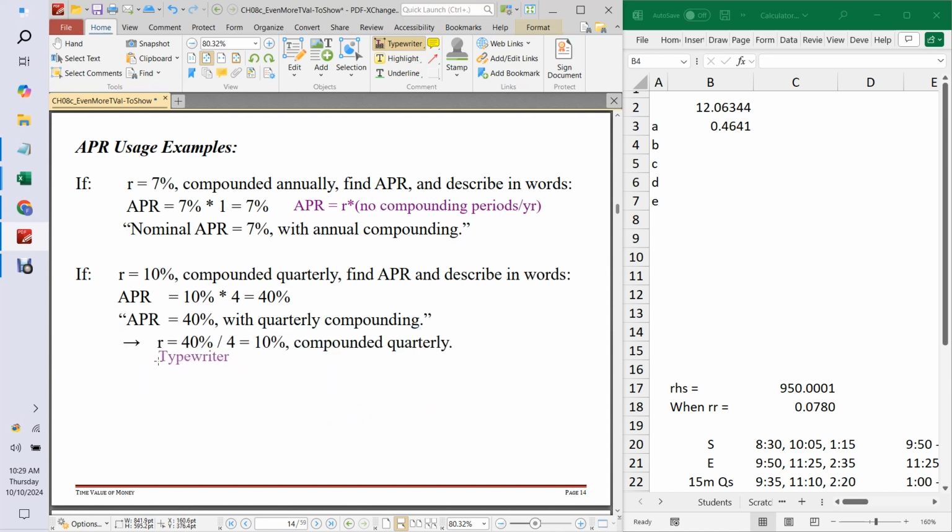And one other thing I'd like to point out here, what I'm showing on the next line is, of course, that whenever we're given an APR, we can work backwards to get R. Just say that R is equal to the APR divided by the number of compounding periods per year.